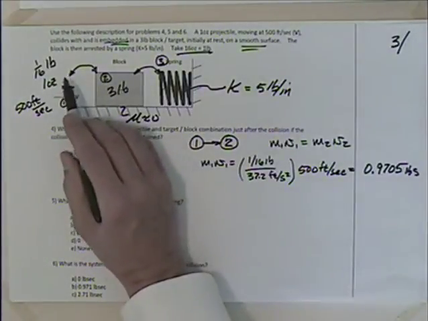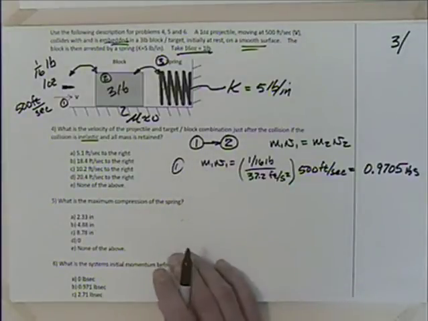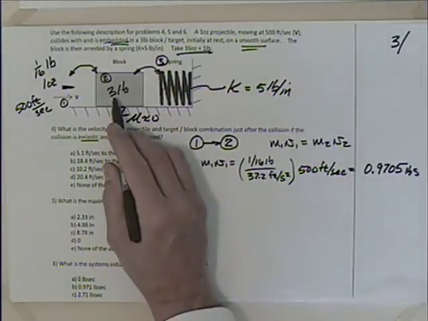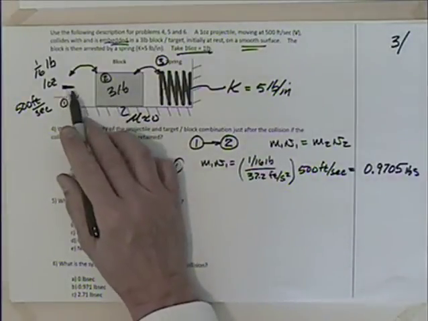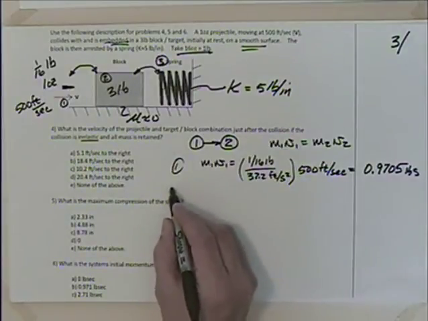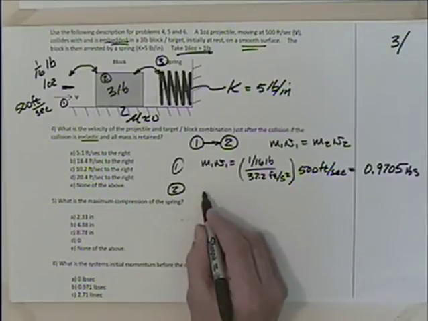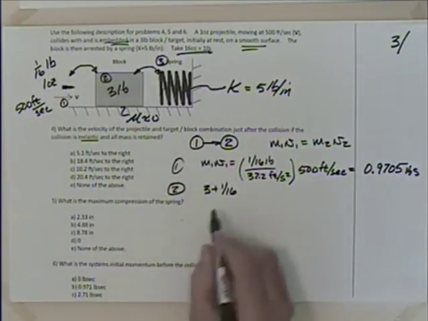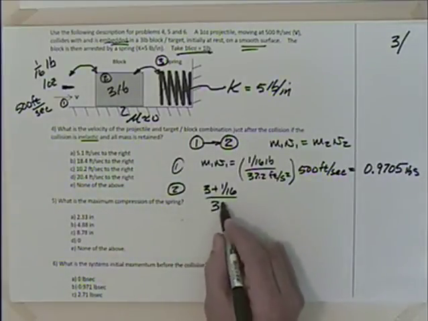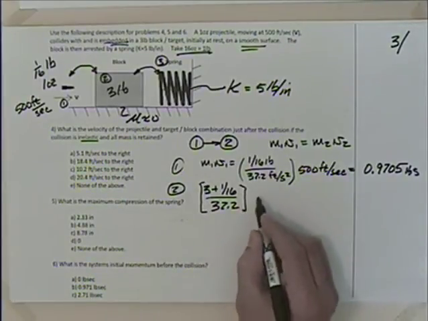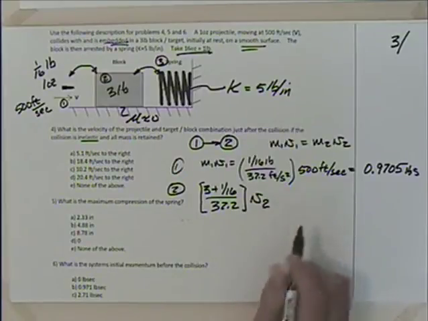So that would be at 1. And then what do we need to do? At 2, I've got this thing embedded in here. So I could say at 2, what do I have? I've got the mass, which is going to be 3 plus a 16th. We have the block at 3 and the projectile at 16, divided by 32.2. That would be your mass term. And then I have to multiply it by the velocity at 2.